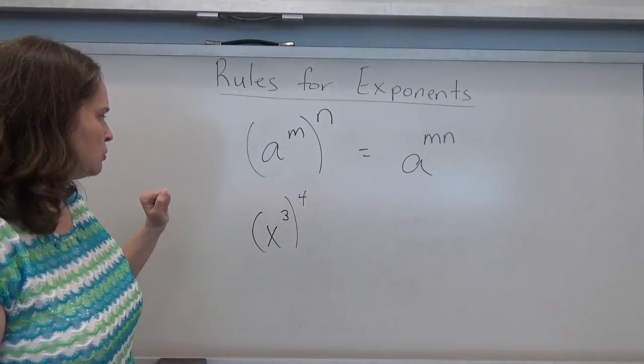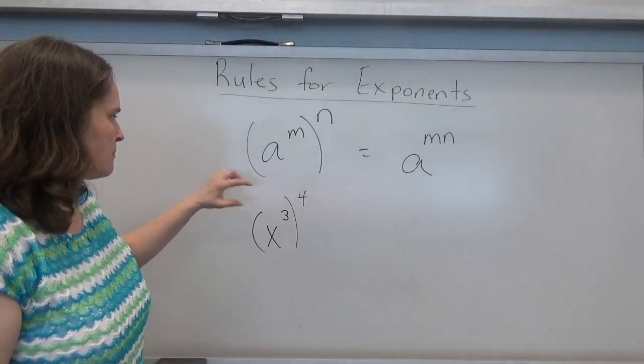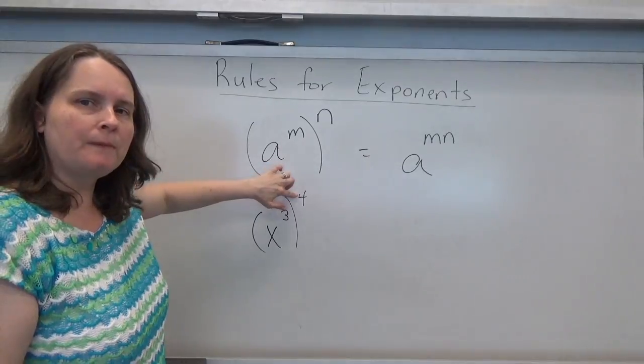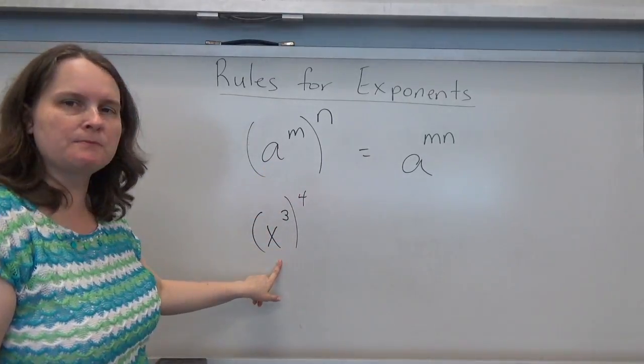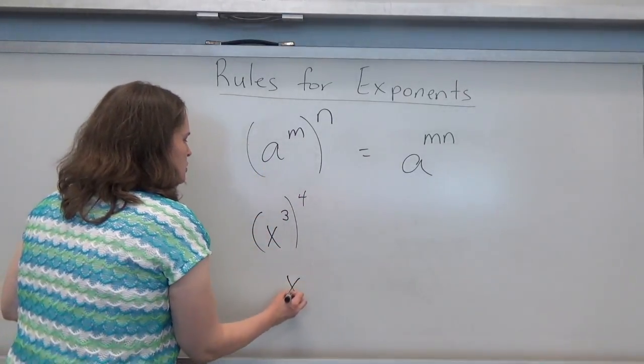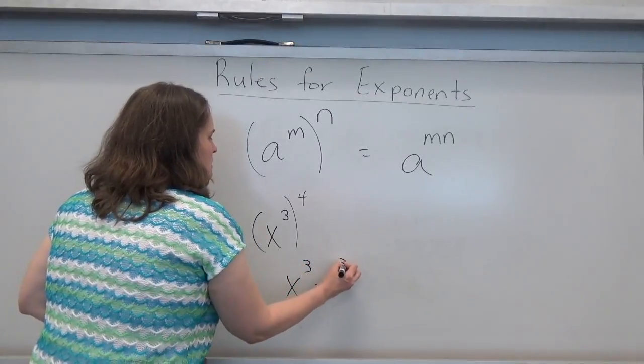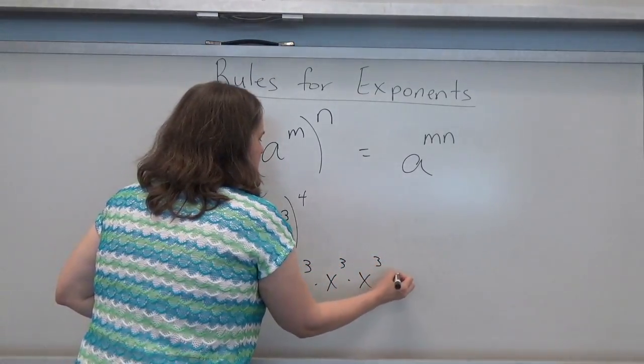Well, if I'm raising this base to the 4th power, then I'm going to multiply my base by itself 4 times. So I've got x cubed times x cubed times x cubed times x cubed.